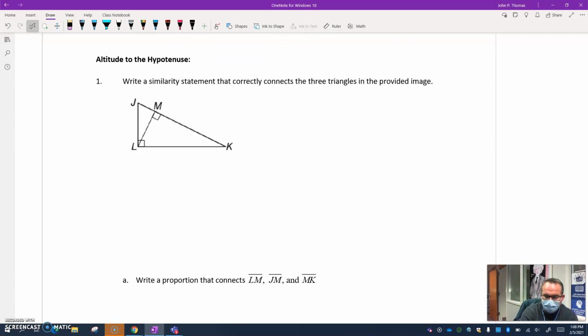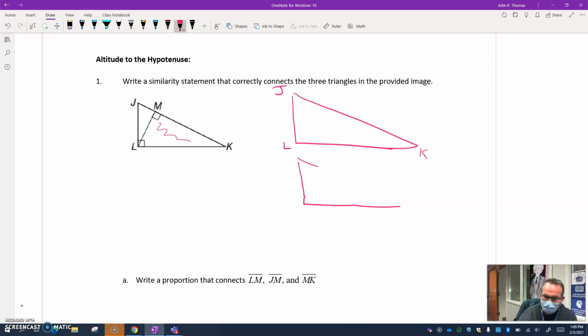Now, we've seen this one come up several times, and we got really comfortable with, or kind of comfortable, I should say, with drawing out the three similar triangles. We start with the big triangle, JLK. All right, then we'll go to the triangle on the right over here. All right, we know the right angle is at M.